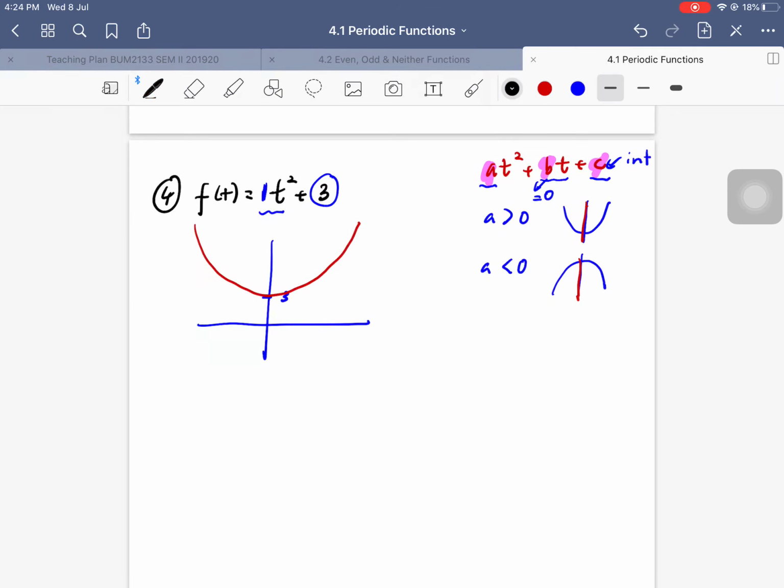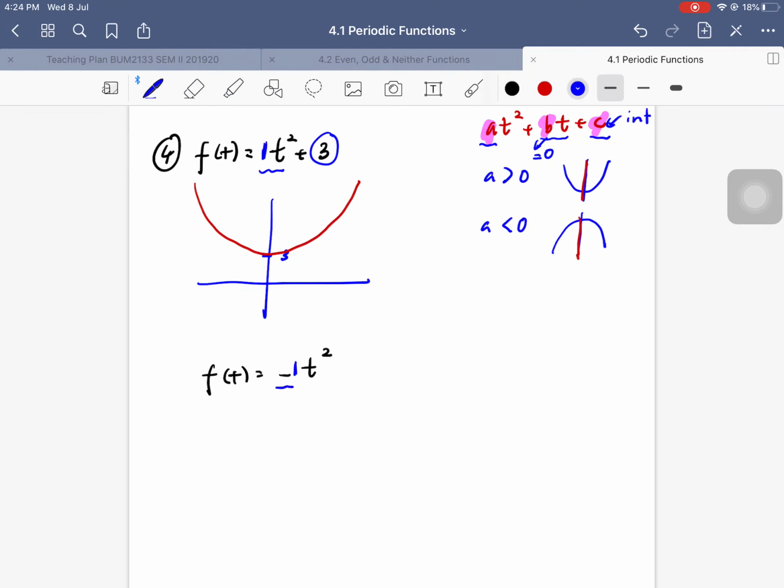Well, let me give you another example. Let's say f of t is going to equal negative t squared. For this case, we know that our a value is going to equal negative 1. So that is less than 0, so it's going to be concave down. When I sketch the graph, it's going to look like this.